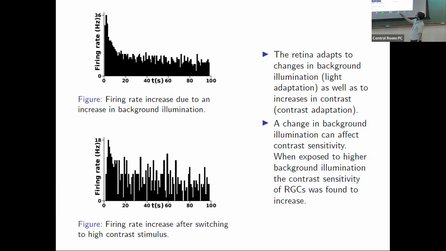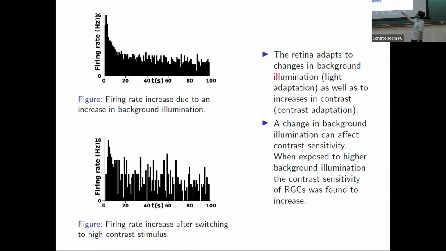So this is what happened. There was no light before. At 0 seconds, I switch on some background uniform light. What happens is that you see a very high increase in the firing rate of one ganglion cell. This is one ganglion cell, but this was seen across the electrode array. And the firing rate then goes down to a baseline value.